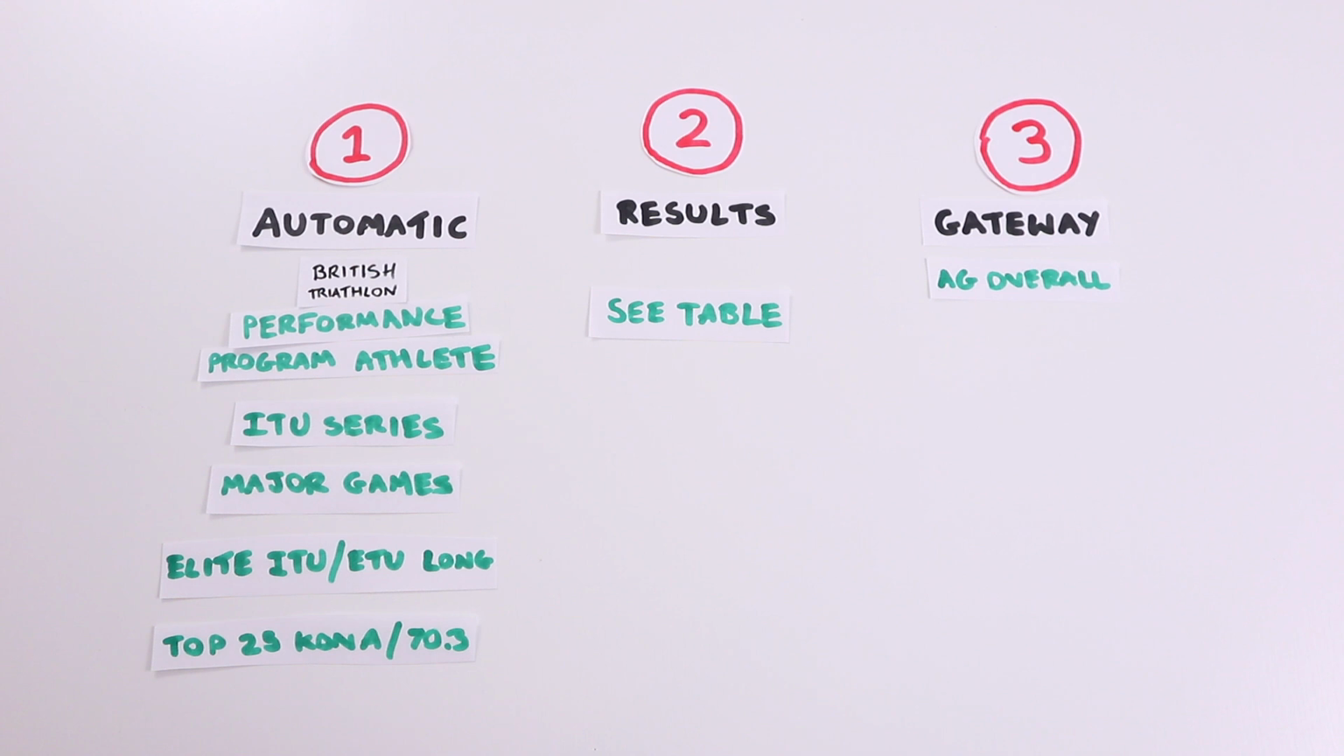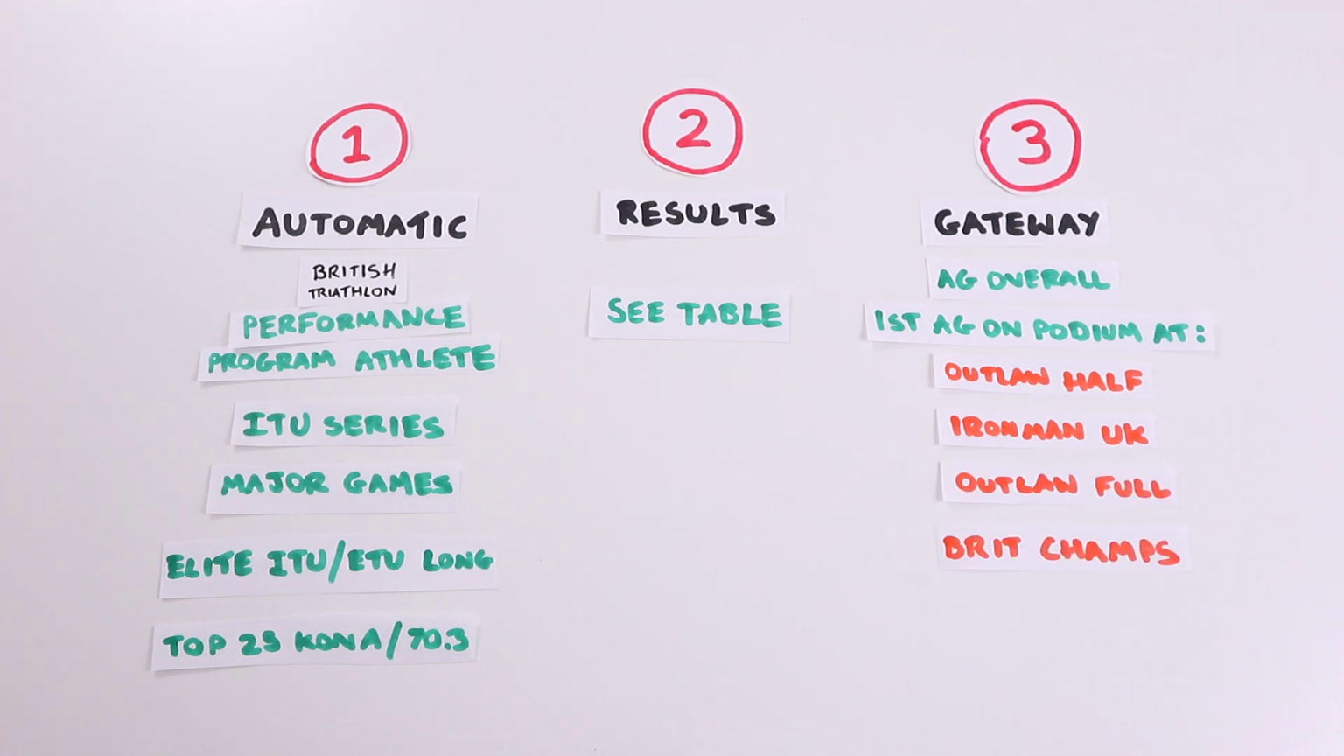Also, the first male and female athlete to finish on the podium in the following races, who is not already currently a pro, and provided that they finish within 4% of the overall male or female winner, will achieve their licence. The events are the Outlaw Half, Ironman UK, the Outlaw Full, the British Middle Distance Championships, and the Outlaw Half Holkham.